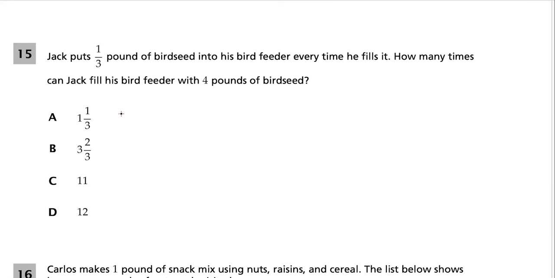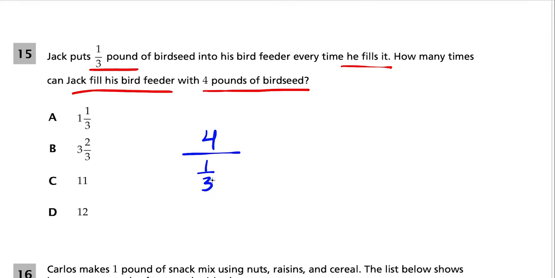Question 15, we have another word problem, and Jack puts 1/3 of a pound of birdseed into his feeder every time he fills it. How many times can Jack fill his bird feeder with 4 pounds of birdseed? So here it's a division problem. We're doing 4 pounds divided by 1/3 of a pound. Because if he has 4 pounds in total, and each time he wants to feed birds, he uses 1/3, we're dividing to see how many times Jack could do this.